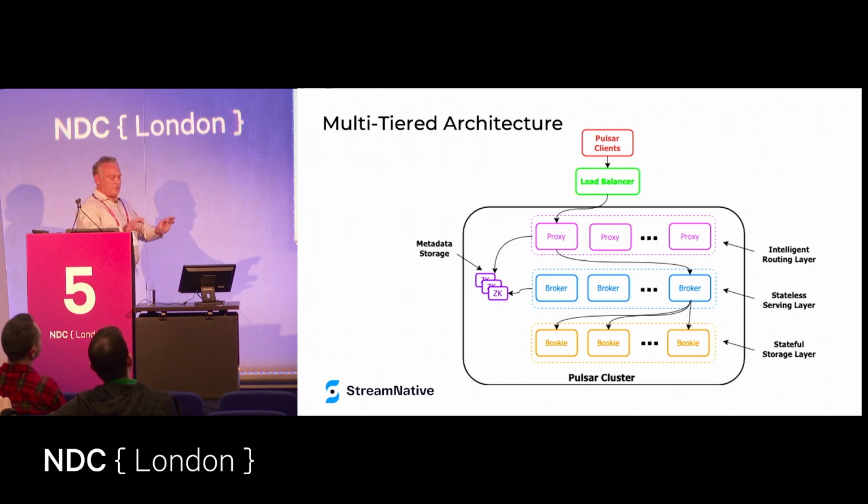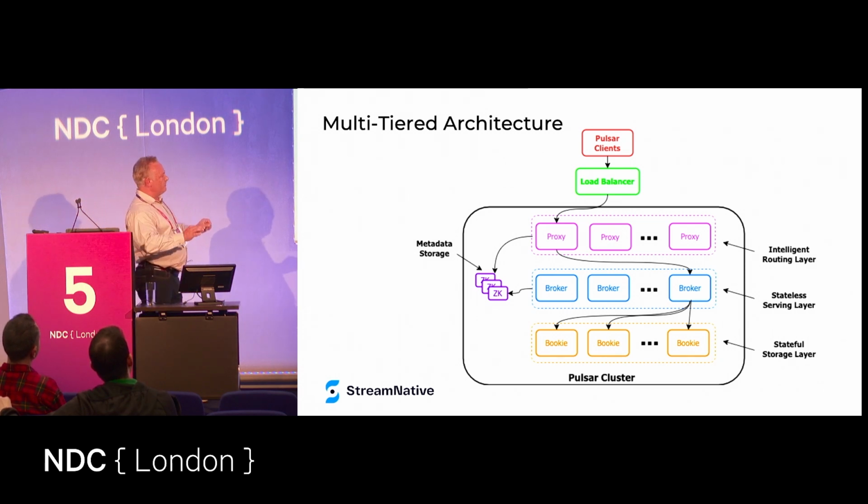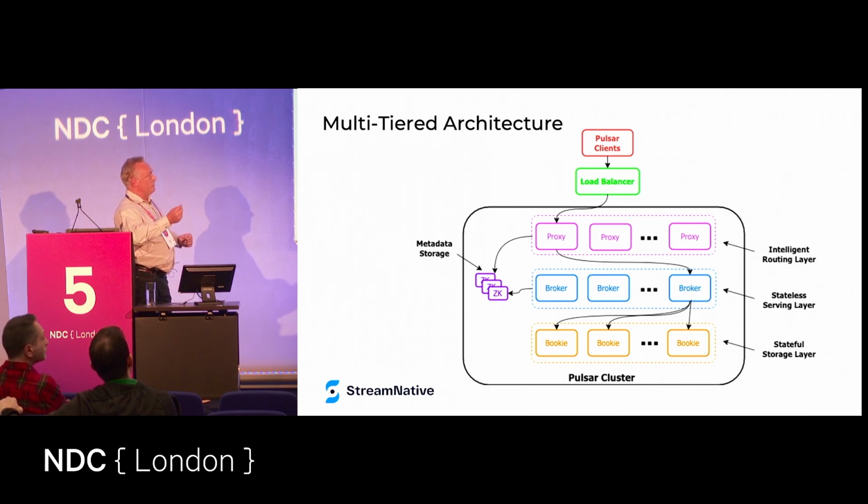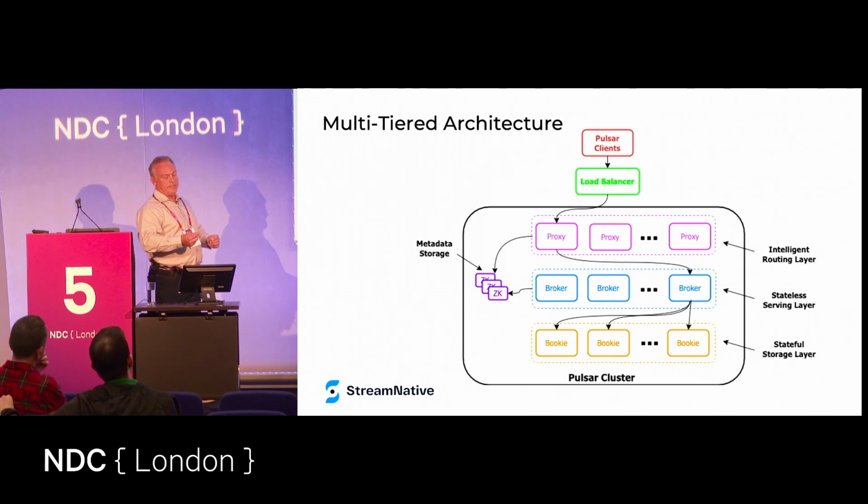Logically, they consist of different structures, right? So obviously it's a distributed system. There's multiple instances of this. Each layer is separate and independent from the others. We have an intelligent routing layer called proxies so that you know which topic is being served by which broker at any point in time.